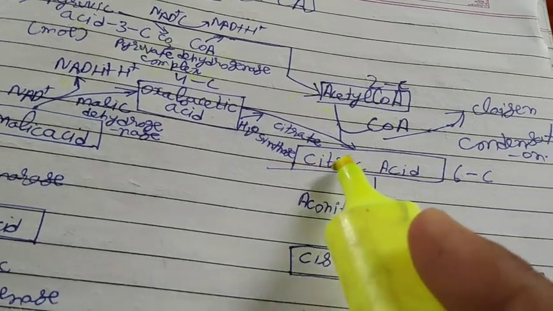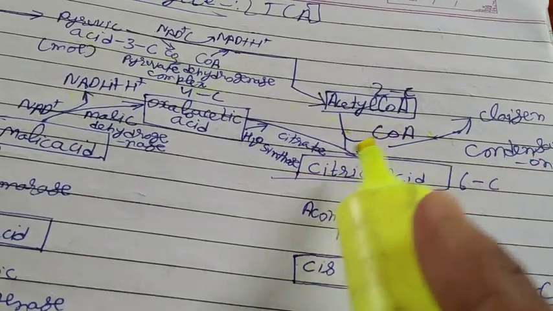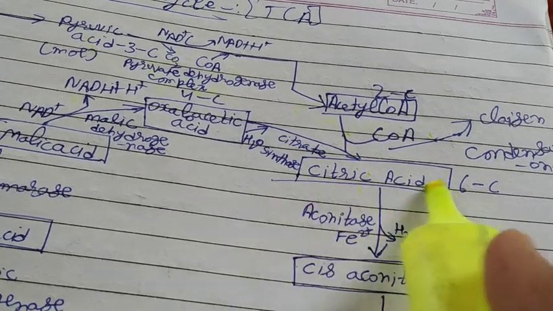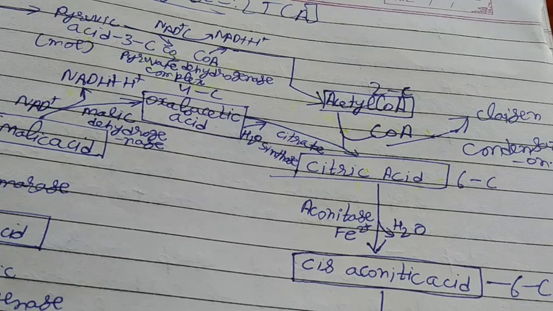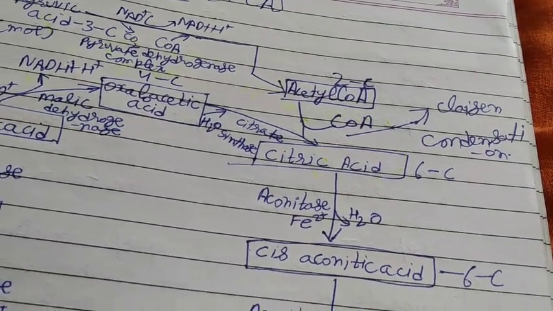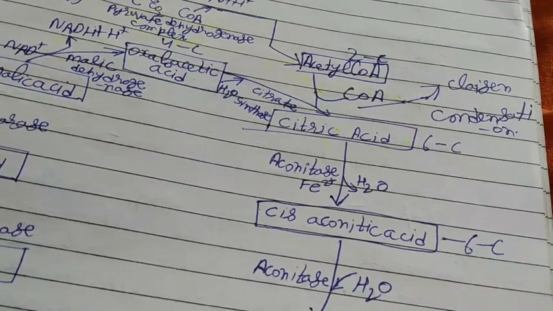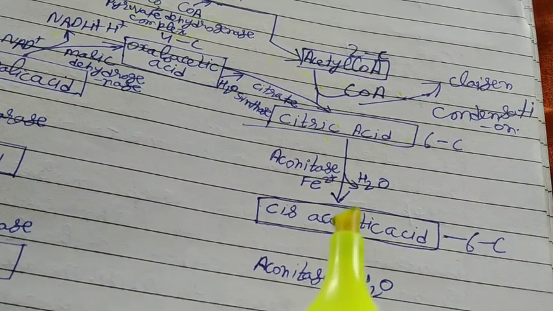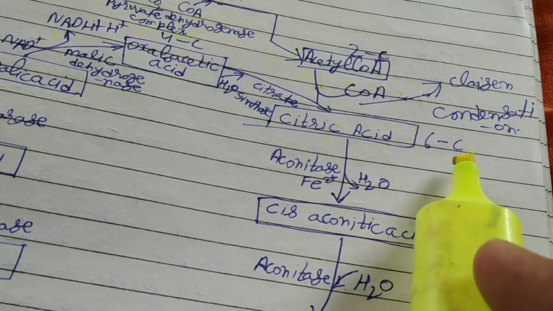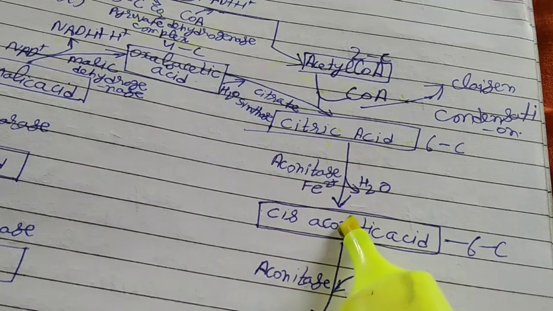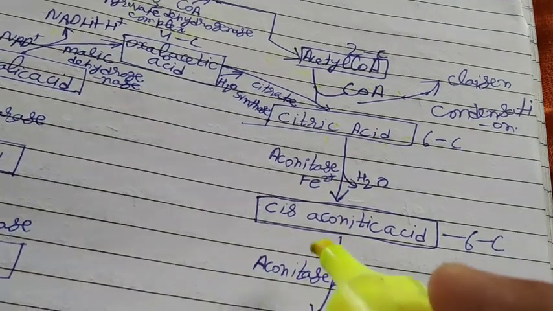So after this, oxaloacetic acid is added, and citric acid forms. I will rotate the camera. This is the right position of the camera. So this is the condensation, and citric acid. Now we move to the next step.